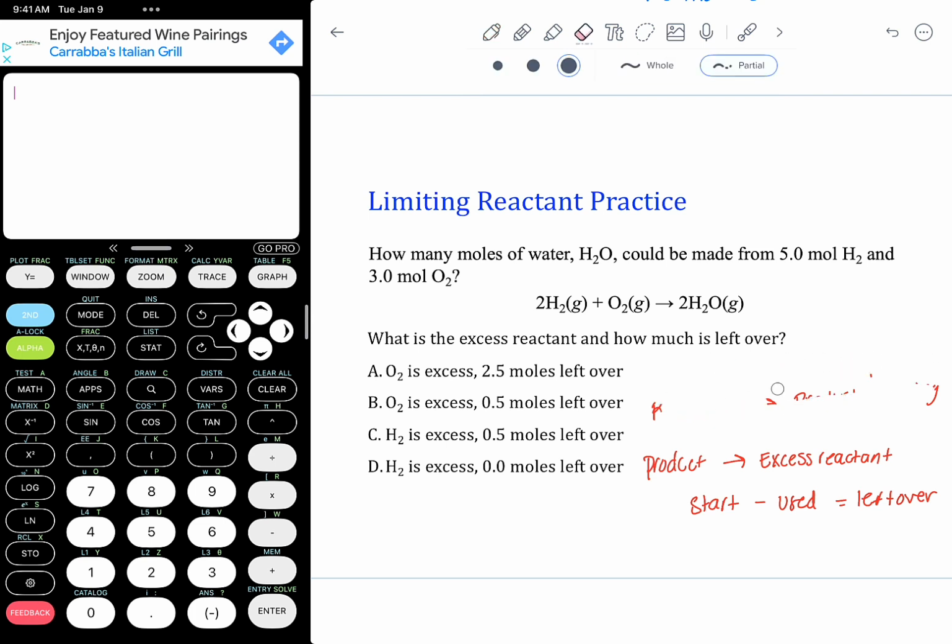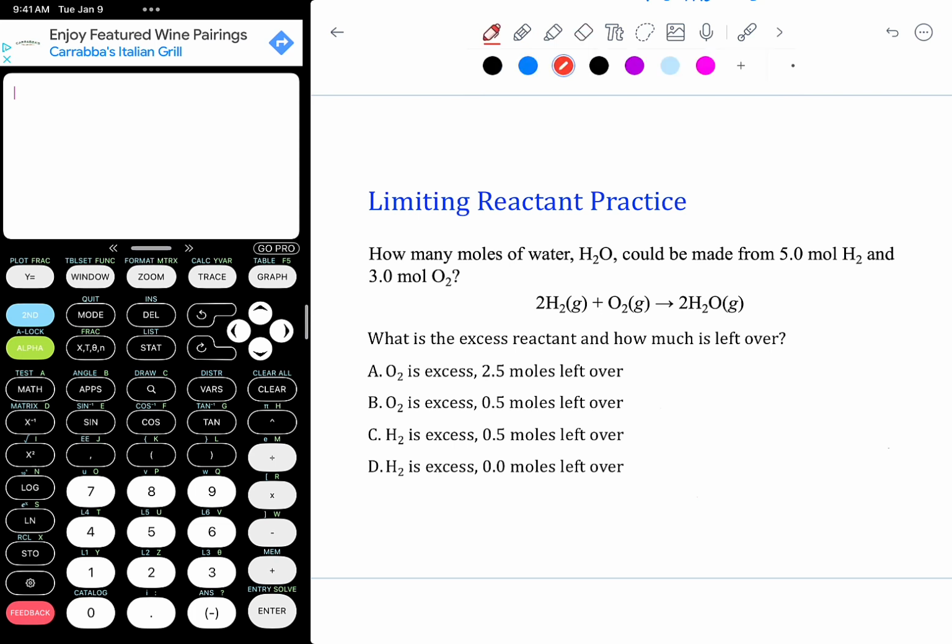So our plan to solve this problem is to take each reactant. We're given moles of each reactant, hydrogen gas and oxygen, and we want to convert them to moles of water. So we're going to start with our 5.0 moles of H2. Using our mole-to-mole ratio, we know that for every 2 moles of H2 there's 2 moles of water. So 2 moles of H2 for 2 moles of water. H2 is on the bottom because we want to get rid of it.